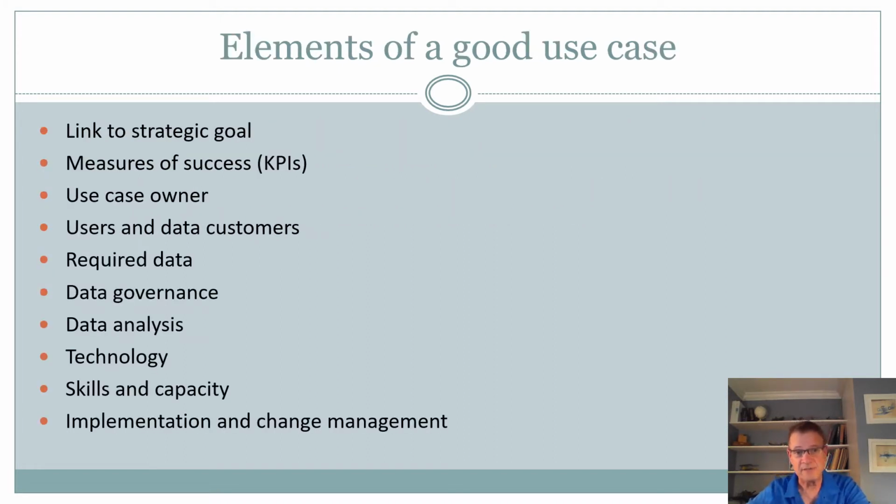So what are the elements of a good use case? There are about 10 items here that I want to get into. First of all, a use case has to link to a strategic goal. It can't just be done for its own sake. It has to link to a strategic goal. It has to have measures of success. If you can't measure it, you can't manage it, is an old phrase that is often used and is certainly applicable here. So what are the measures of success? These are key performance indicators that you're going to use as you're managing that use case.